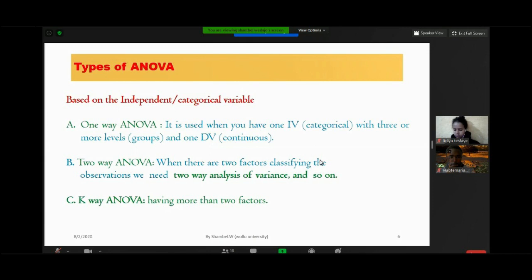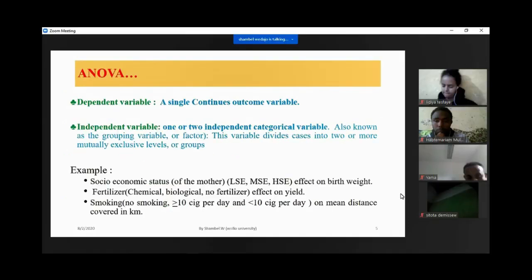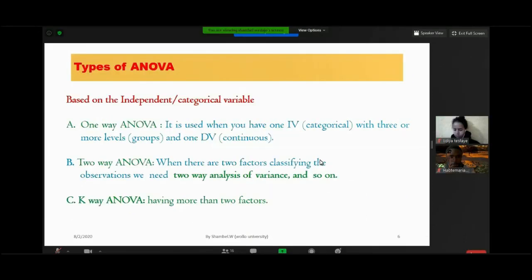For example, in the previous slide, we can have one categorical variable, which is socio-economic status, which divides birth weight into three categories. The second, fertilizer, which divides the yield into three categories: chemical, biological, as well as no fertilizer. Another is smoking, which divides the distance covered in kilometers by those individuals into three categories. So this is one-way ANOVA because only one factor has been considered.